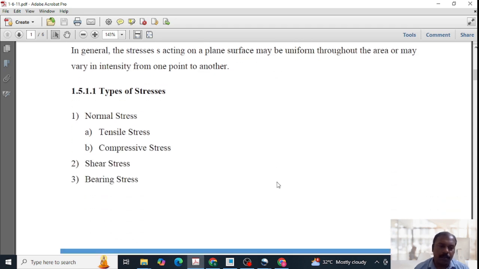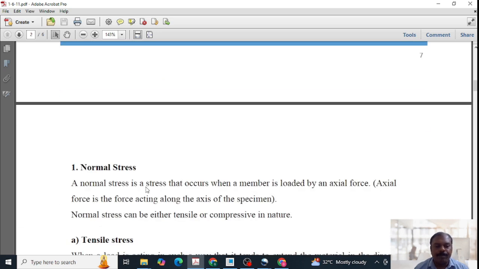There are some types of stresses. This is normal stress. Normal stress has two kinds: one is called tensile stress and another is called compressive stress. If a load is pulling the material, then it is subjected to tensile stress. If a load is pushing the material, then it is subjected to compressive stress. Apart from these stresses, there are two more stresses: one is called shear stress, another is called bearing stress.